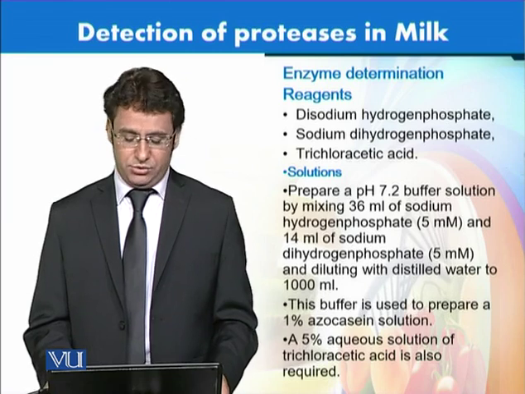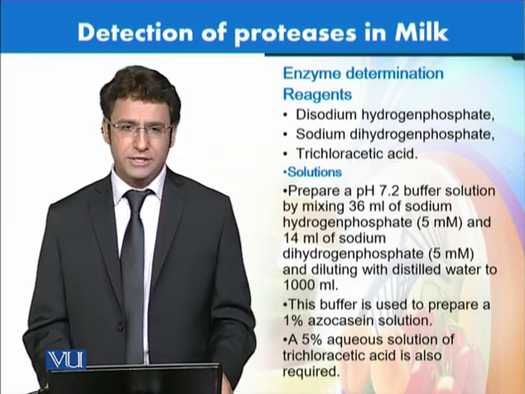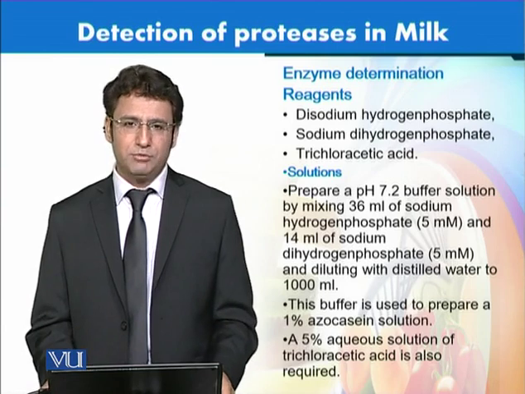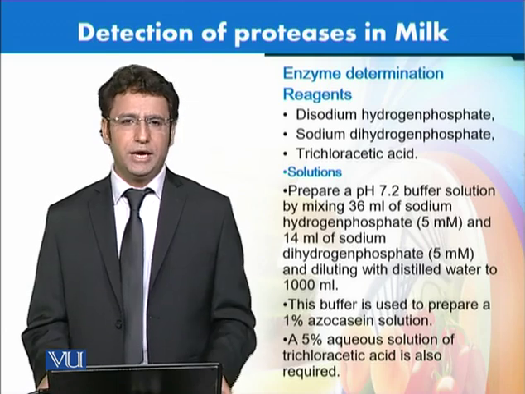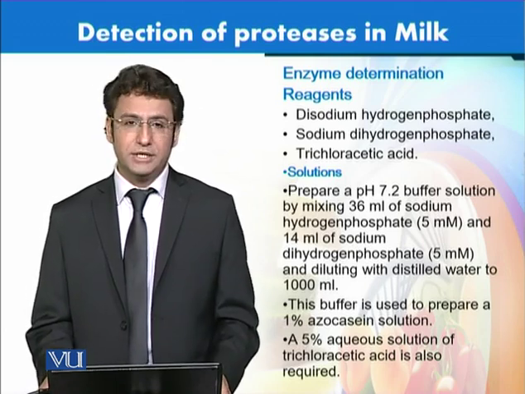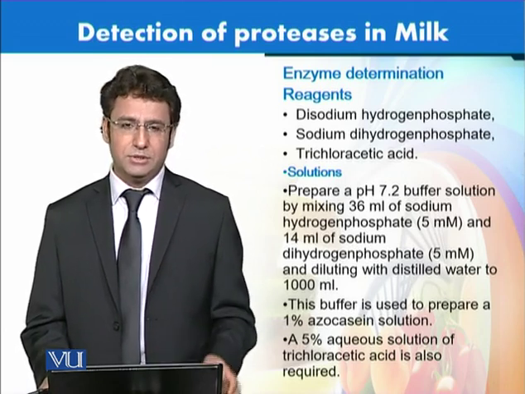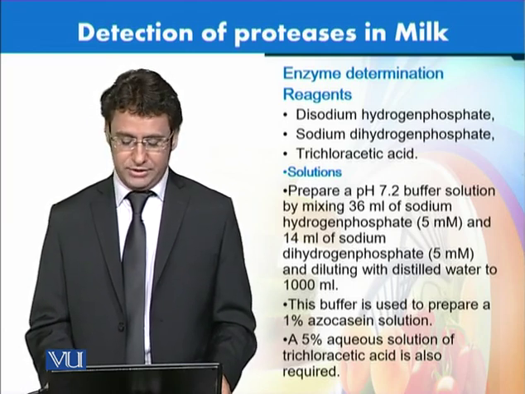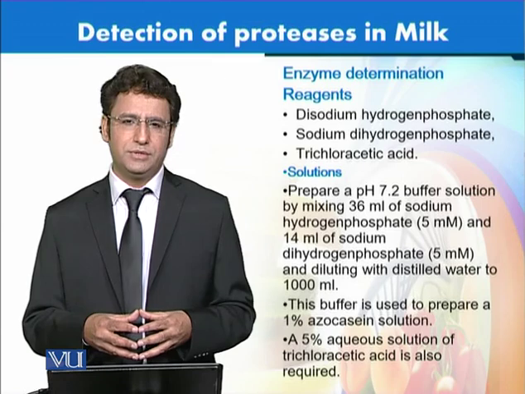If we talk about the reagents used in this process, there are three: disodium hydrogen phosphate, sodium dihydrogen phosphate, and trichloroacetic acid. As a first step, we produce a buffer solution of pH 7.2, and for making this buffer we add these two phosphate reagents: 36 milliliters of sodium hydrogen phosphate at 5 millimolar concentration, and 14 milliliters of sodium dihydrogen phosphate, again 5 millimolar, together making up 50 ml of volume.